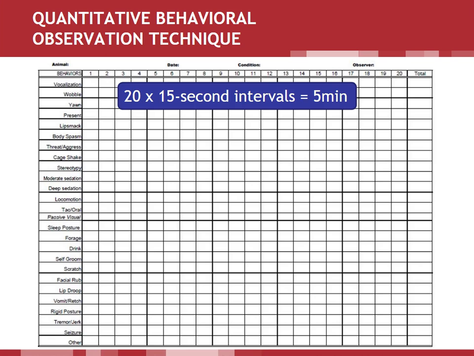During observation sessions, observers who are blinded to the treatment are trained to record a range of behaviors for each animal in 20 intervals of 15 seconds, so in a total of a 5-minute sampling period, using an observation sheet that is similar to this one shown on the slide. We record each time a specific behavior happens during the 15-second interval, and the score for each behavior is calculated as the number of 15-second intervals in which the behavior has happened during that 5-minute trial.